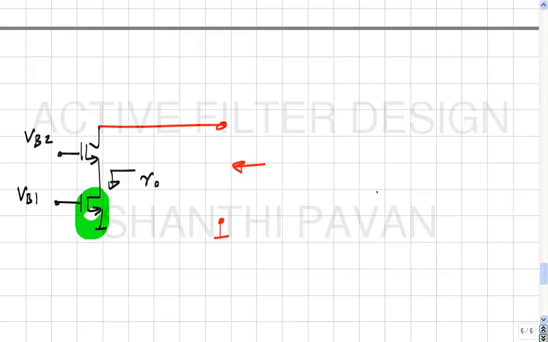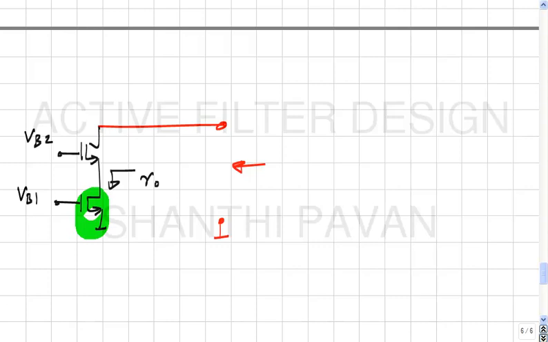What is the incremental equivalent of the lower transistor? What happens to VB1 and VB2? VB1 is grounded. VB2 is grounded. What about VB1? VB1 is also grounded. Great.